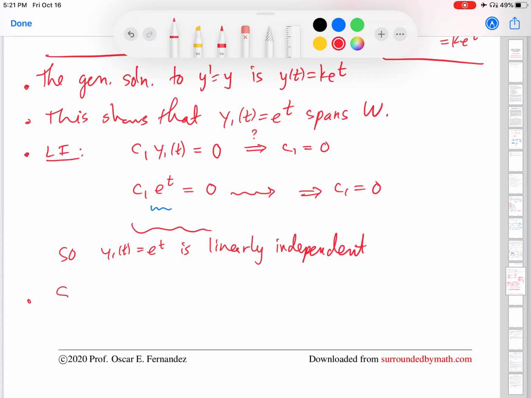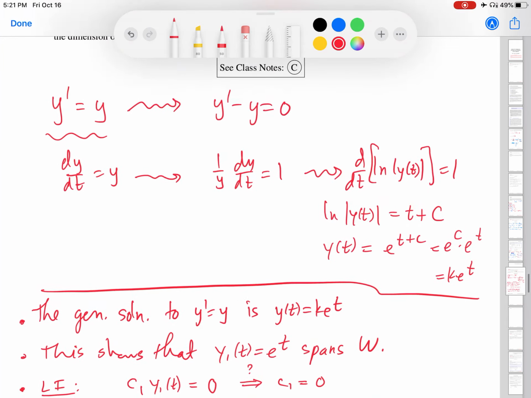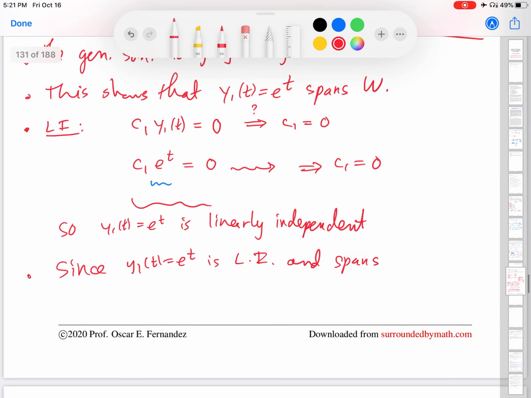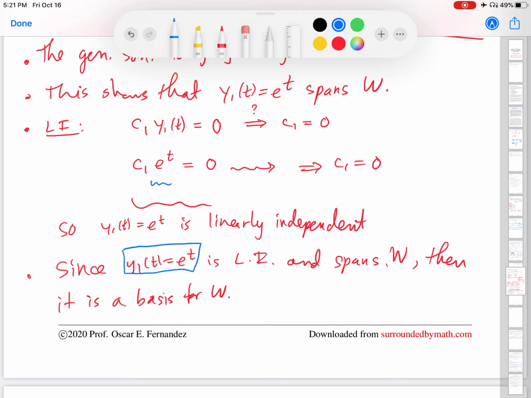Okay, so since y1 of t equals e to the t is linearly independent and spans W, then it is a basis for W. Great. And to find its dimension, we just count the number of elements in the basis. There is only one element here. So we would say the dimension of W equals 1. And that's it for this example.